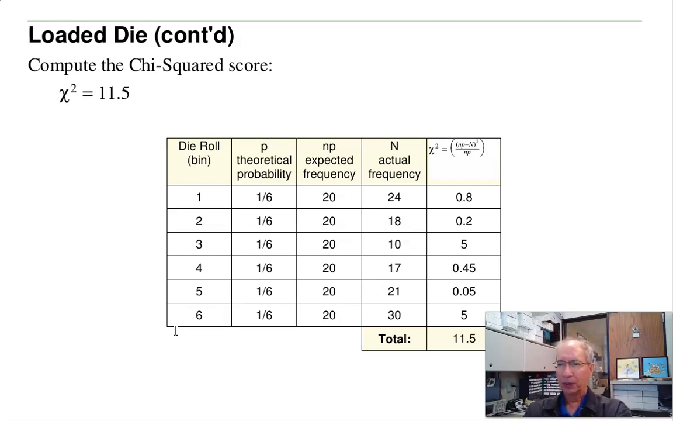Well, what I do is I kind of do what I did before in the program. I roll the dice, in this case roll it 120 times, and observe how many times you got a 1, 2, 3, 4, 5, and 6. Compared to the expected frequency, take the difference squared, 4 squared divided by 20, 2 squared divided by 20, 10 squared divided by 20, add them all up. You get a chi-squared score, 11.5.